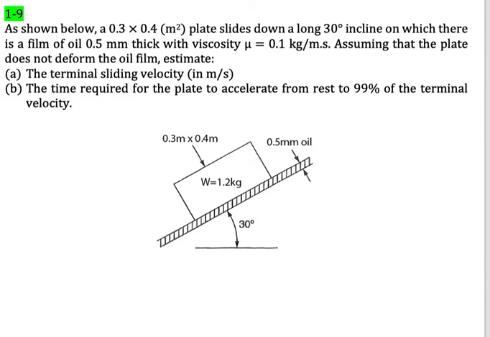Okay, this question is shown below. A 0.3 times 0.4 meter square plate slides down along a 30-degree incline on which there is a film of oil 0.5 millimeter thick with viscosity mu equals 0.1 kilogram per meter second. Assuming that the plate does not deform the oil film, estimate the terminal sliding velocity, and the time required for the plate to accelerate from rest to 99% of the terminal velocity. So I think you already know about the terminal velocity.